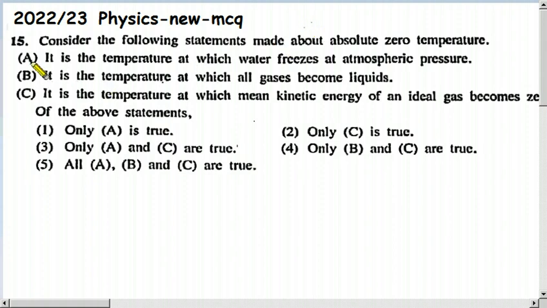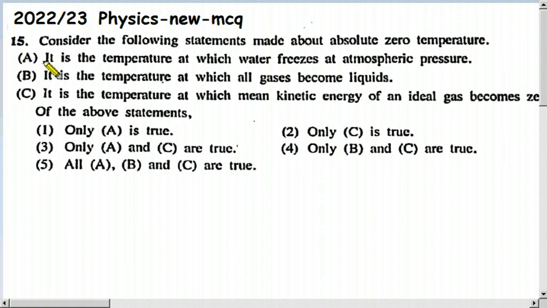Children, today I am going to discuss question number 15 from the MCQ part of the 2022-23 Physics New Syllabus paper. Consider the following statements made about absolute zero temperature.